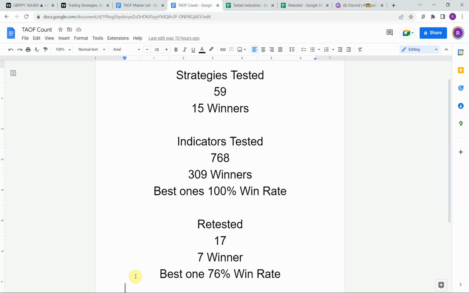We've also retested in the advanced testing 7 of the winning indicators, the best one a 76% win rate. Now keep in mind that we test most of the strategies and indicators on the Forex market, but they can be applied to just about any market universally.